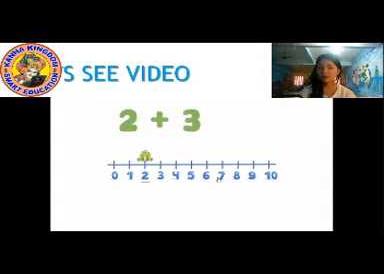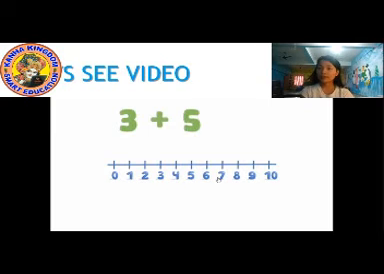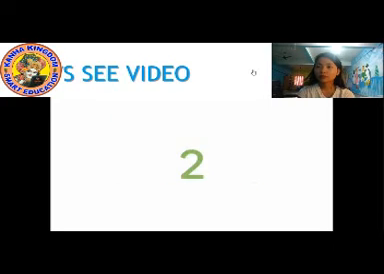Two plus three. The frog starts at two, and then moves three places to the right. The frog lands on five. Two plus three equals five. Three plus five. The frog starts at three, and then moves five places to the right. The frog lands on eight. Three plus five equals eight. Six plus three. The frog starts at six, and then moves three places to the right. The frog lands on nine, so six plus three equals nine.